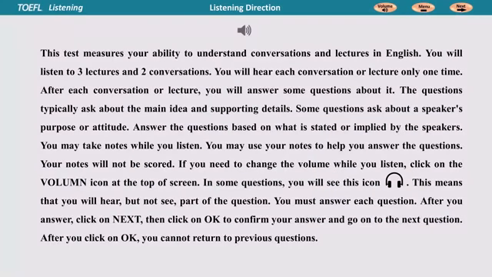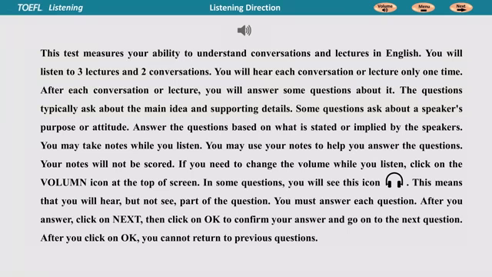This test measures your ability to understand conversations and lectures in English. You will listen to 3 lectures and 2 conversations. You will hear each conversation or lecture only one time. After each conversation or lecture, you will answer some questions about it.